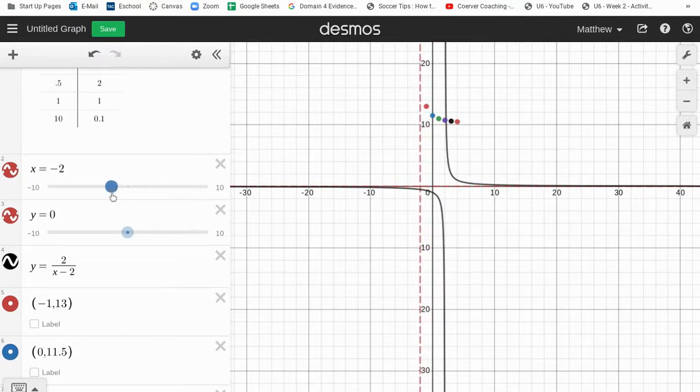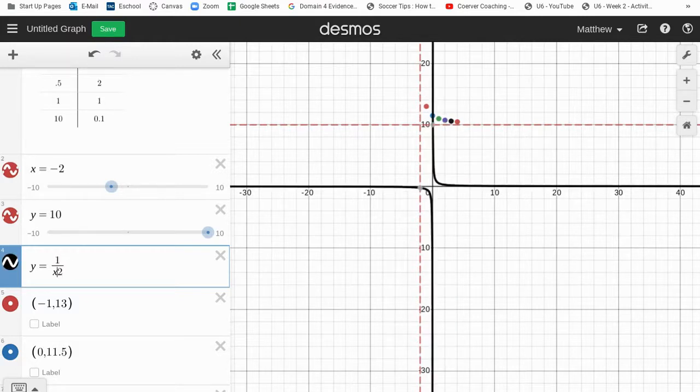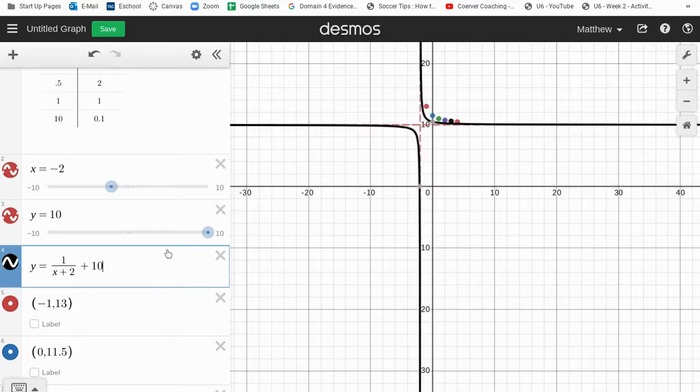VA and we have the HA now. We know that this is 10 for sure. Okay. And so now I only have one side of it. So I adjust my equation here. This is a +2 now, right? And then I know I have +10 out here.